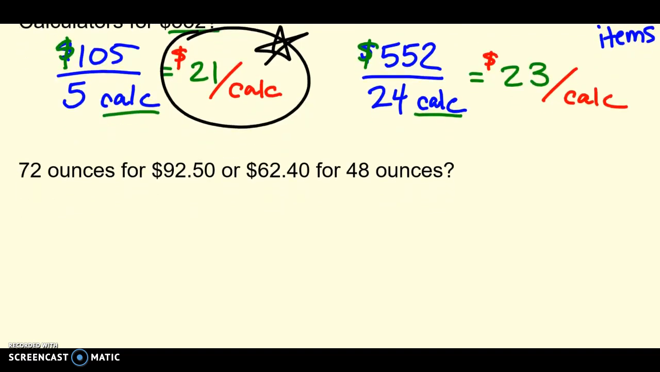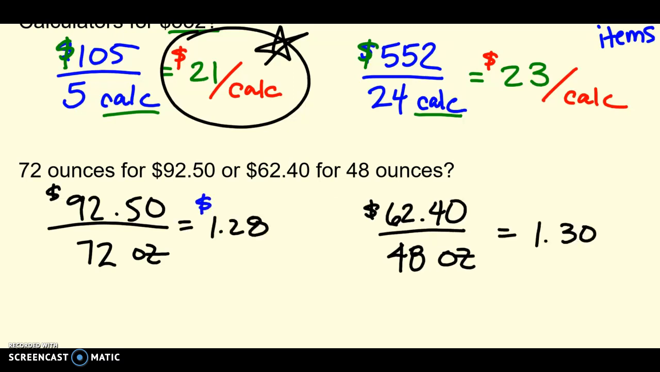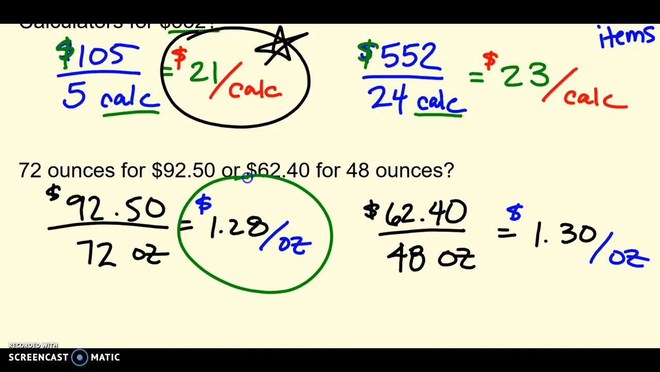72 ounces for $92.50 or $62.40 for 48 ounces of something. All right, so let's set them up. Remember what goes on top. Money divided by ounces, and everything gets a label. So go ahead and type those in, divide them, and let's see what comes out as the cheaper option. All right, again, I divided it, but I still need labels. This is dollars per ounce and dollars per ounce. Let's pick which one's better, $1.28 per ounce or $1.30 per ounce. This one's cheaper, so that's the better buy.